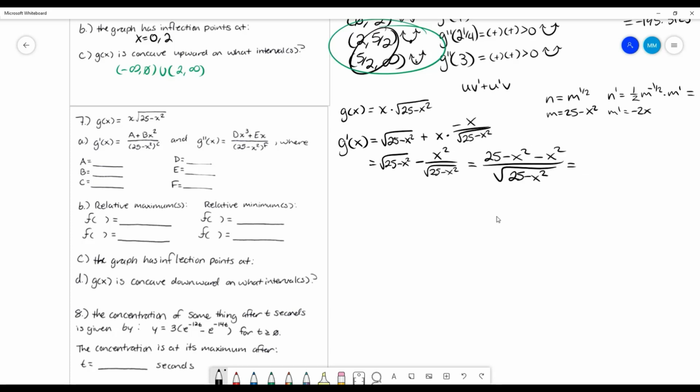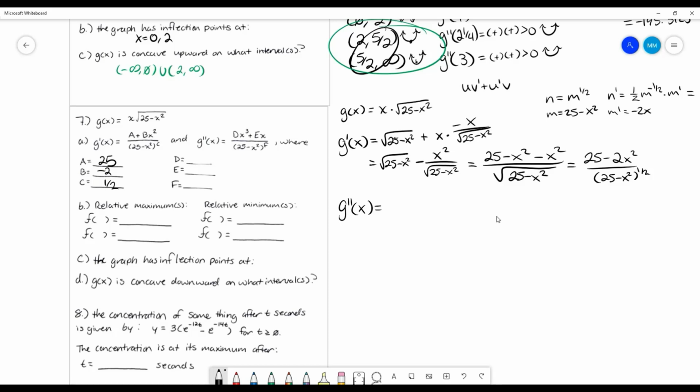Combine like terms, I get 25 minus 2x squared over a square root of that, and I'm going to rewrite that as a power. And now we've got a derivative in terms that they like. So our a is going to be that 25, our b is going to be a negative 2, and our c is going to be that 1/2 power. Now we have to take the derivative of this, which is where it gets especially ugly.